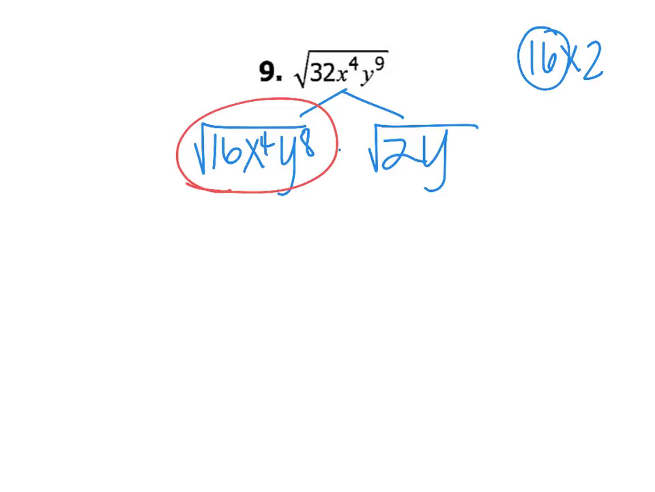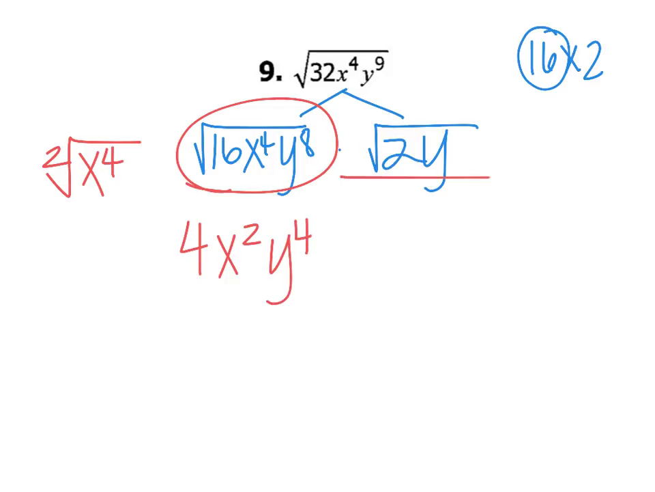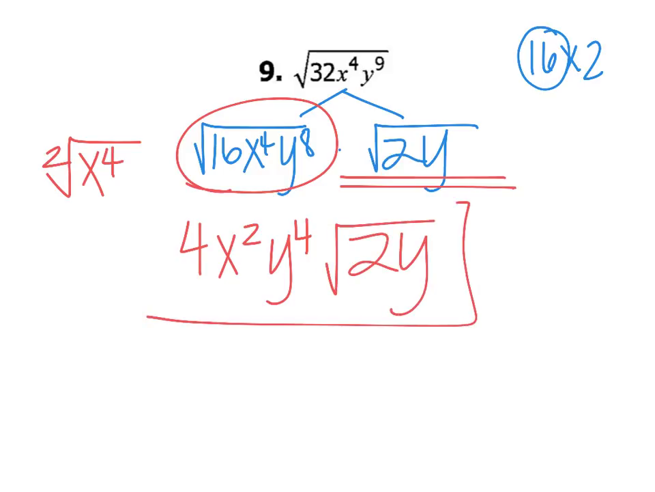So the square root of 16 gives us 4. For x to the fourth, we're taking the square root of that, so we do 4 divided by 2. So we're left with x squared on the outside. Then y to the 8th, if we're taking the square root of it, we do 8 divided by 2. We're left with y to the 4th. Then we just bring this down because we can't do anything with it. So times 2y. And this is our simplified radical, and we're done.